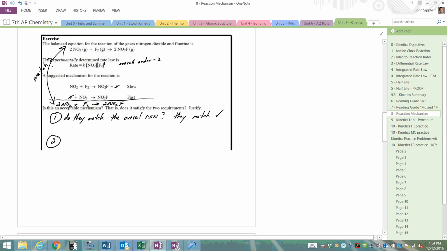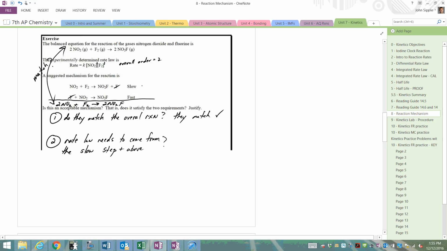Secondly, the rate law needs to come from the slow step and above. I'll talk about what above means in a second. Does the rate law that they've determined experimentally match the rate law in the slow step of our reaction here?